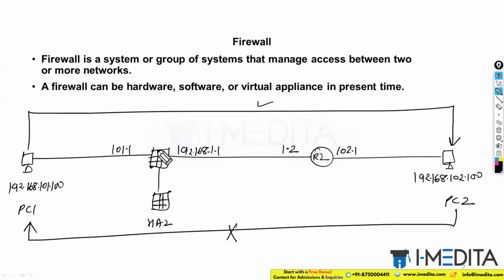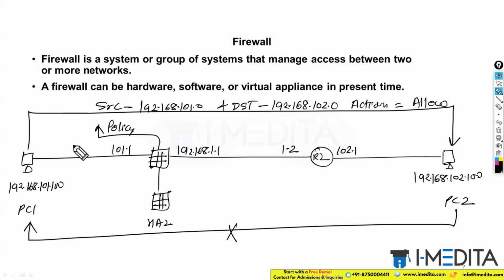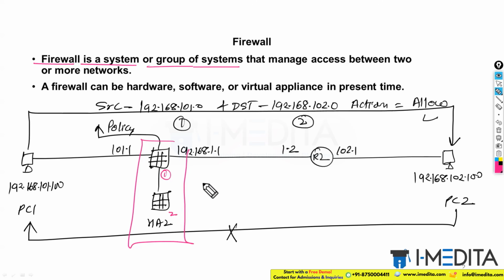So at this firewall, we will configure a policy with source 192.168.101.0 network and destination 192.168.102.0, action allow. Then PC1, source 101, can communicate with 102; it should be allowed. Then PC1 will be able to communicate with PC2, but PC2 will not be able to communicate with PC1. So this is the job of a firewall. A firewall is a system. It can be single or a group of systems. In HA, we can have multiple.